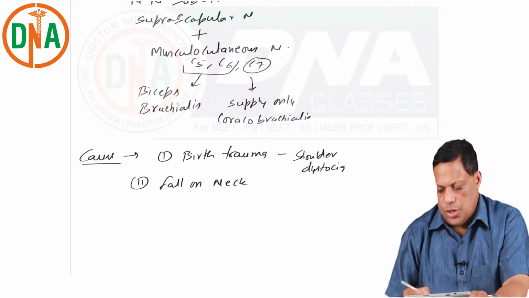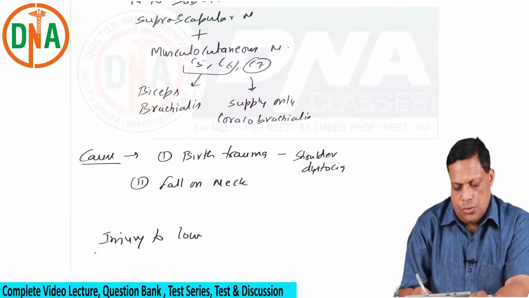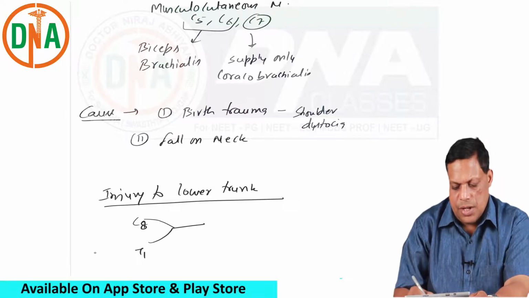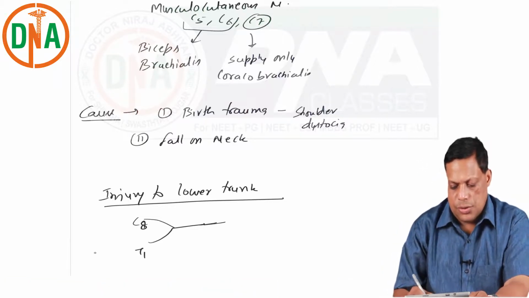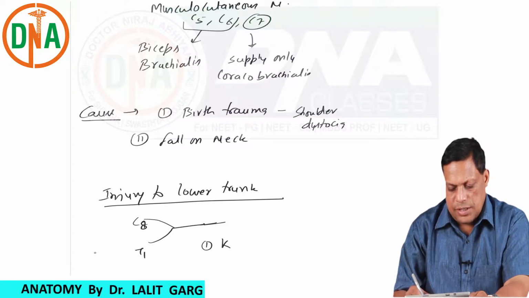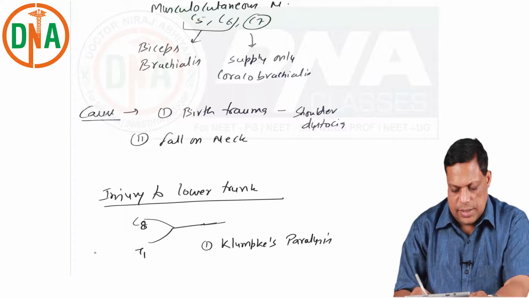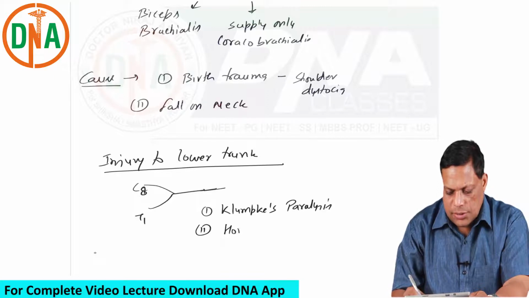Now the next is the injury to the lower trunk. Injury to lower trunk of brachial plexus, C8 T1. This is the lower trunk. So injury to the lower trunk causes, number 1, Klumpke's paralysis. Number 2, it causes Horner syndrome.